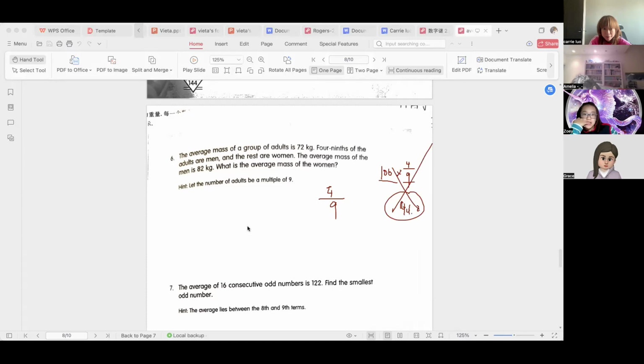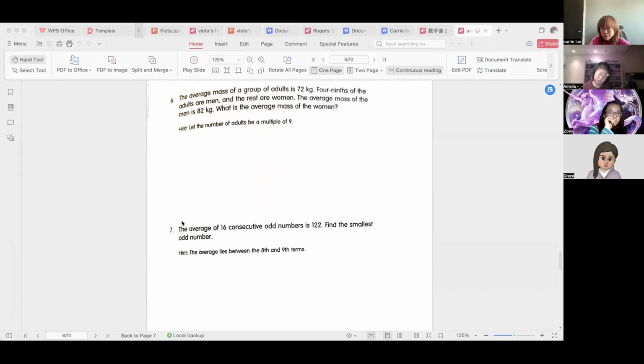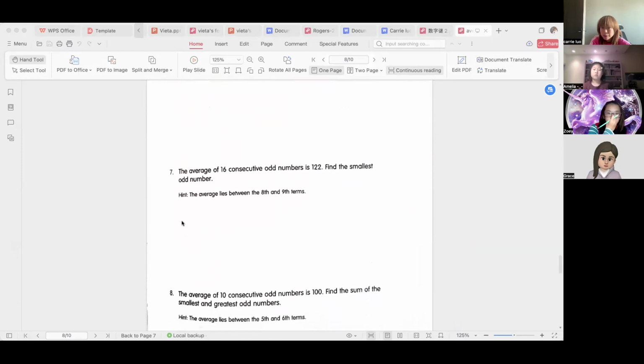The average mass of the men is 82. I don't know how many of them there are, but I can say 4 men and 5 women. Can we say that? So the total is 9 people. So it's 72 times 9 minus 82 times 4, and divided by 5. That's done. Get it? We don't have to really calculate how many people there are. We can just say there are 9 people. Can we do that, Amelia? Can we do that, Grace? So the smaller number, the better.